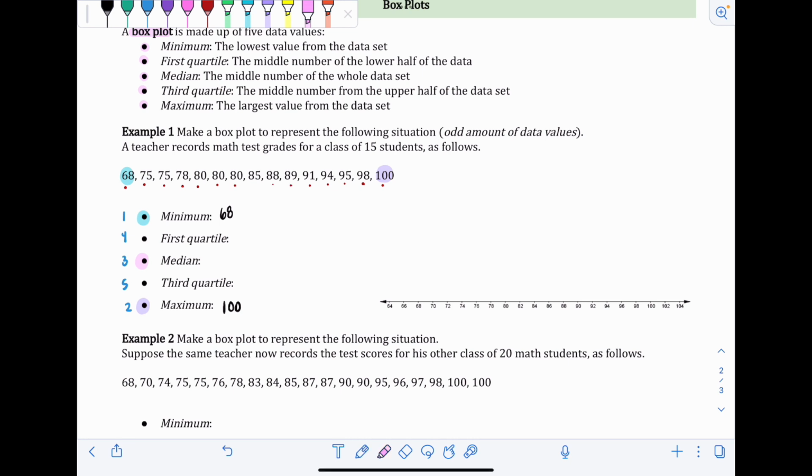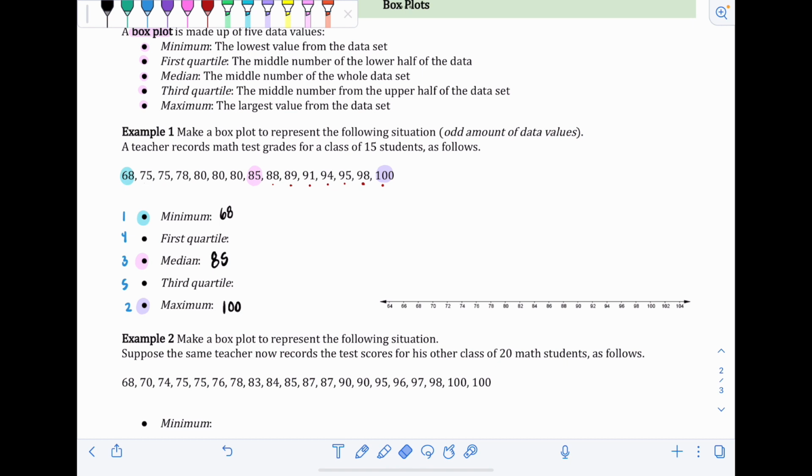Okay, so I marked one down on each side until I got to the middle, which was 85. So our median is 85. And then our first quartile and third quartile, those are going to be kind of half of half. So if we want to find our first quartile, that's going to be the halfway point of the first half of the data set. So I'm going to erase some of these dots.